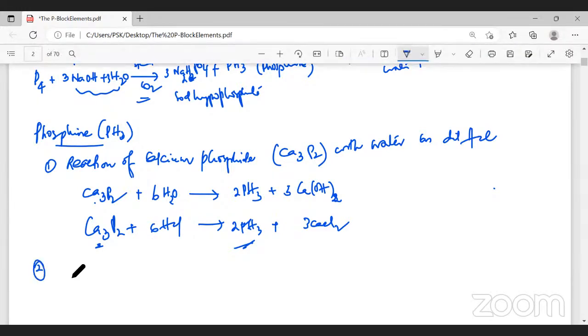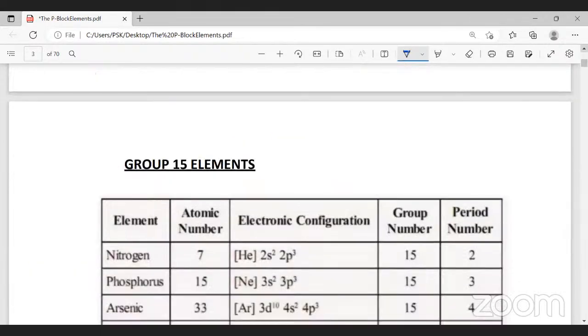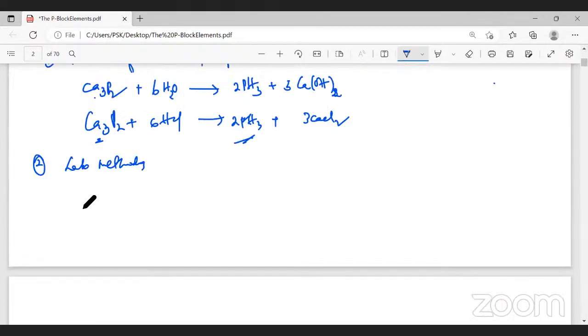The second method is the laboratory method. This method we already learned. How do we prepare phosphine in the lab? In the lab, phosphine can be prepared by the reaction of white phosphorus with concentrated or aqueous sodium hydroxide solution. We have learned this reaction.